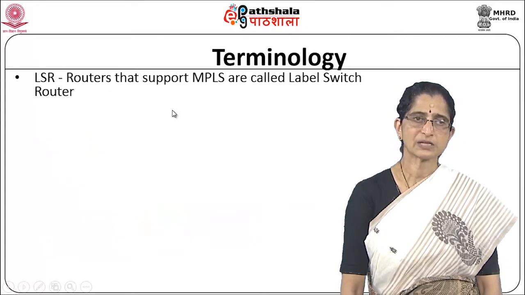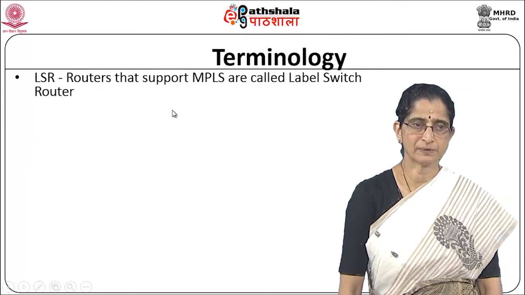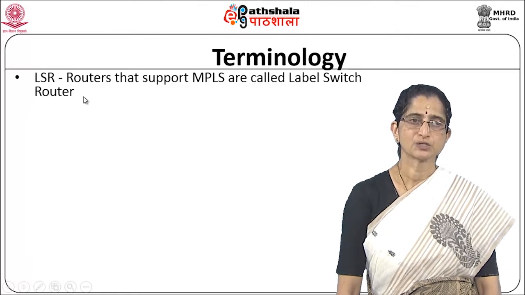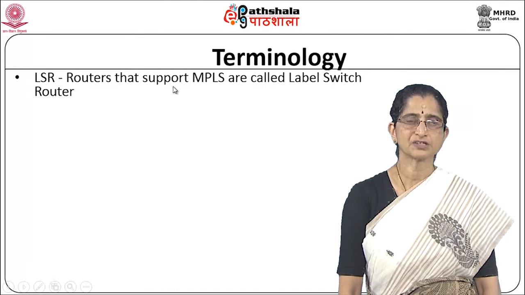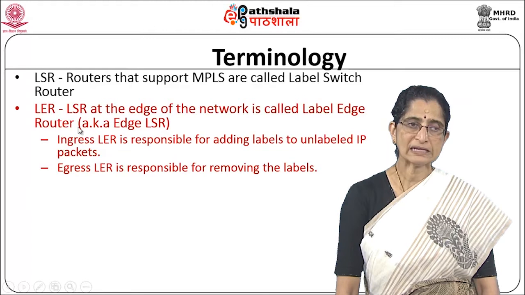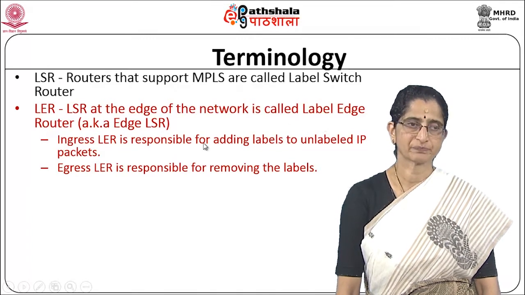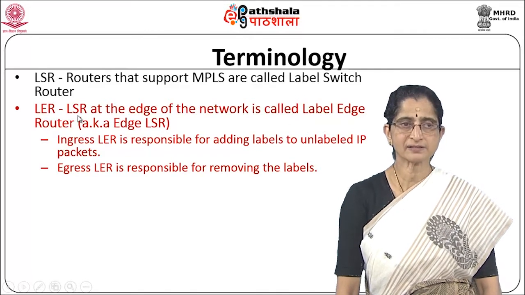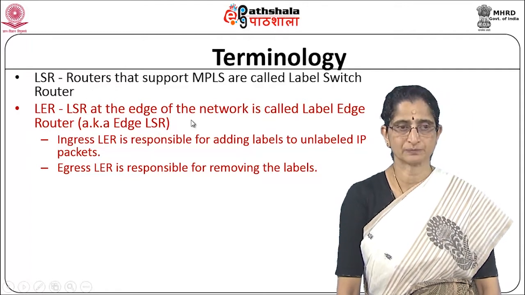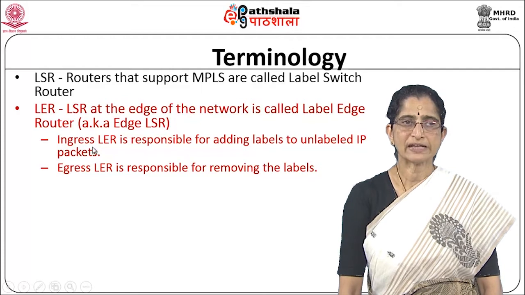Some terminology that we need to understand with respect to MPLS. We talk about LSRs, or label switch routers. These are routers that support MPLS, so they are called label switch routers. Then we talk about LERs, or label edge routers. These LERs are essentially label switch routers, but they are at the edge of a network. So we talk about an ingress LER.